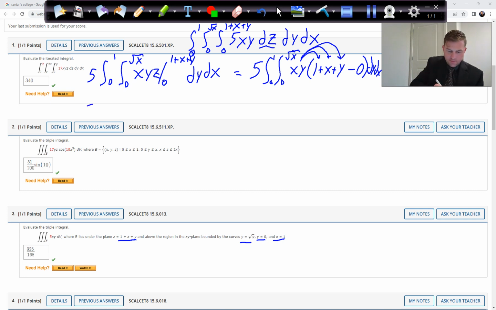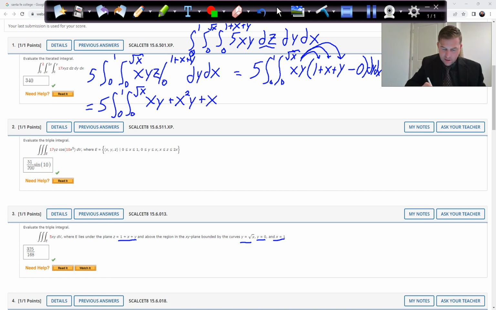So we're going to get 5, 0 to 1, 0 to root x of xy times 1, plus xy times x, which would be x squared y, plus xy times y, which is x times y squared. And then the minus 0 drops away. With respect to y, then x. So now dy.